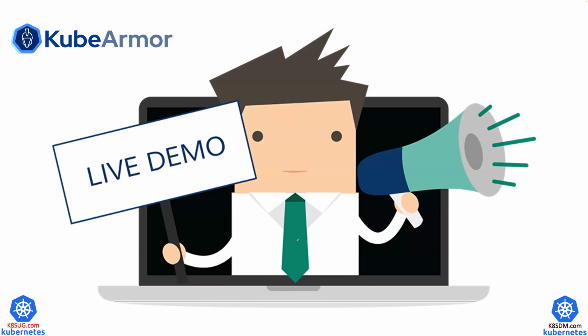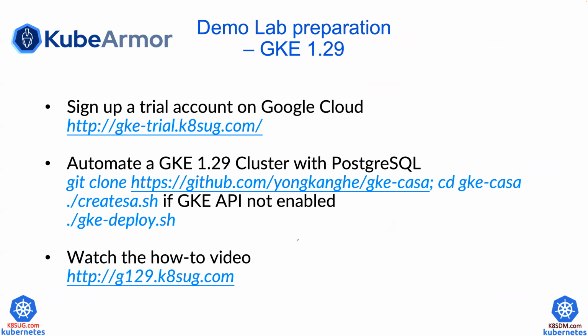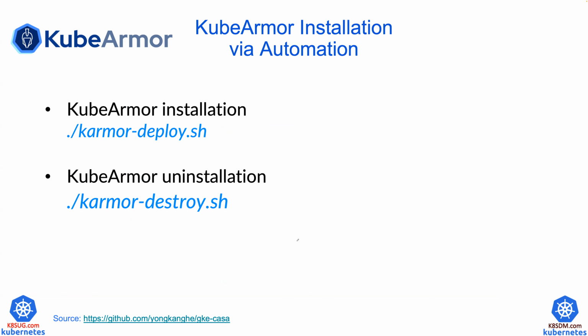Before I start the live demo, I want to show you, if you don't have a Kubernetes cluster up and running, I use Google GKE as an example. So follow the steps here. You can launch a GKE 1.29, the latest Kubernetes from Google Cloud, in about 7 minutes, with just one command. So once you already have a GKE cluster running, here is how to install KubeArmor.